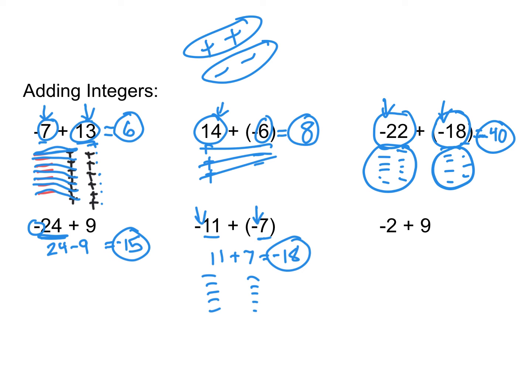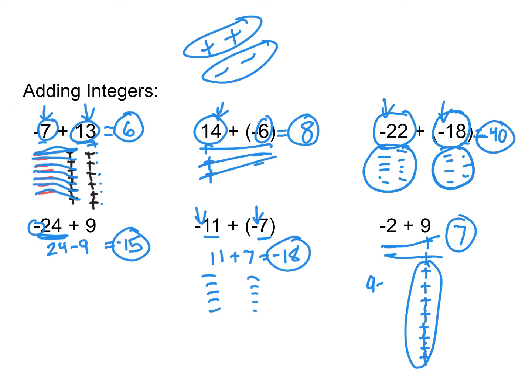Okay, and the last one, negative 2 plus 9. I've got negative 2. I've got positive 9. I'd cancel 2 of them out, and I end up with 7 positives. In other words, I subtracted different signs, subtract 9 minus 2. See how I take the bigger number to subtract from? I get 7. Keep the sign of the higher number, positive, positive 7.